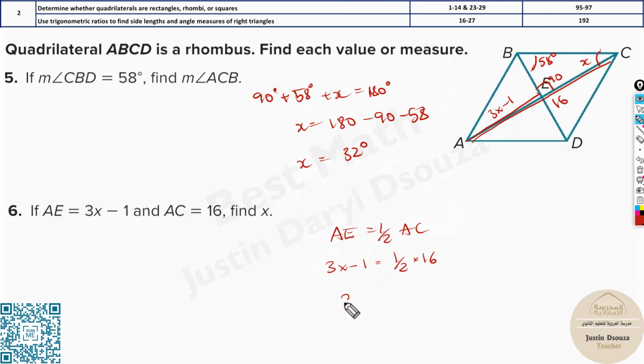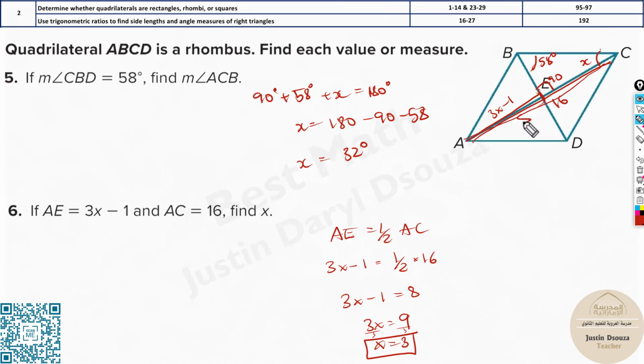Now you just solve it. 3x minus 1 will be 8, because half of 16 is 8. This goes to the other side. 3x is equal to 9, because minus 1 to the other side will be plus 1. 8 plus 1 is 9. And x, both divided by 3, will give you 3. X is 3.